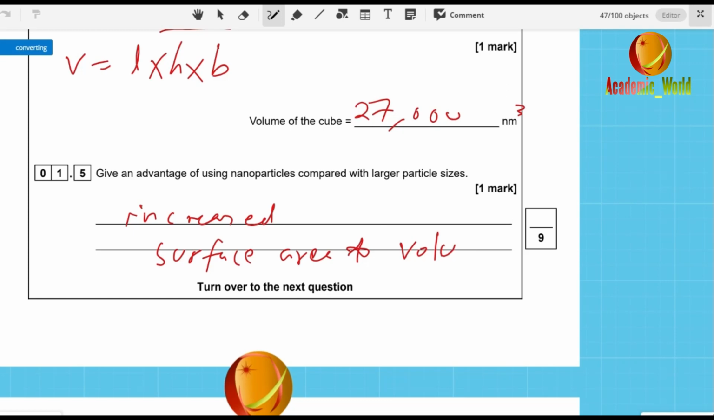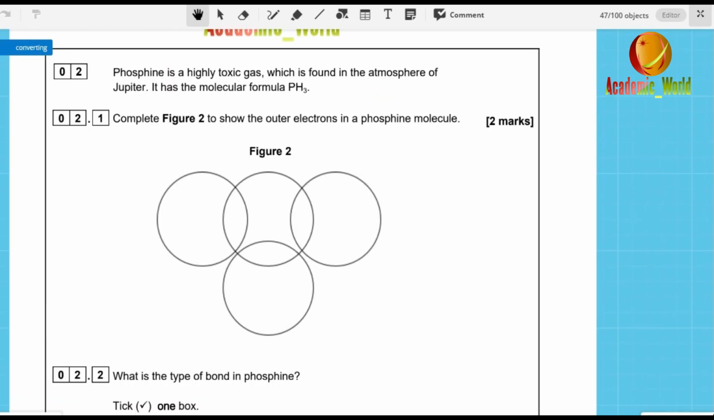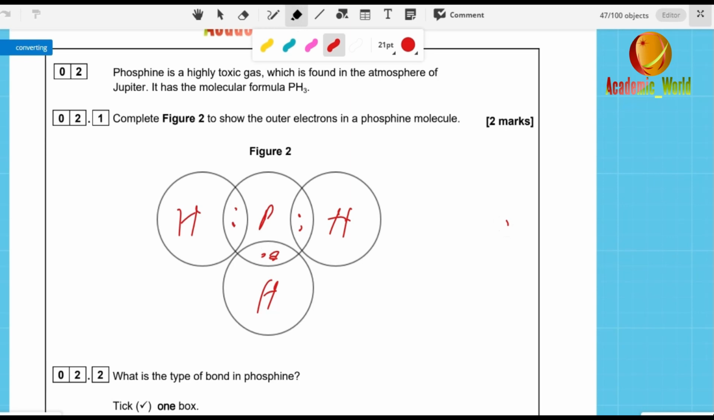Okay. Now the next question. Phosphine is a highly toxic gas which is found in the atmosphere of Jupiter. It has a molecular formula of PH3. Complete the figure. So it's basically easy. Like you can see here, phosphorus is at the center, and here we have the hydrogens, and you know that each hydrogen is sharing one electron with the phosphorus to make covalent bonds, while a lone pair is present on the phosphorus. Just like the nitrogen.